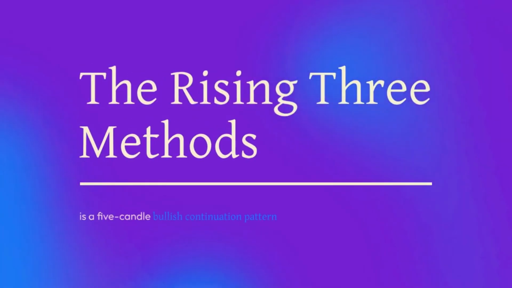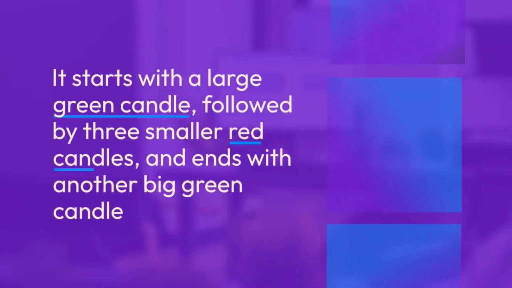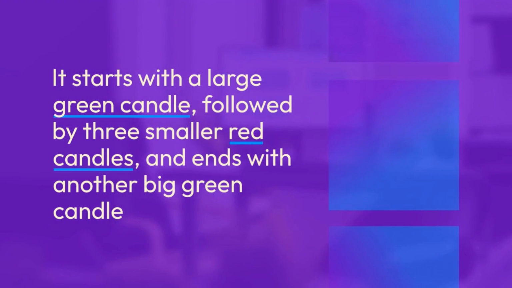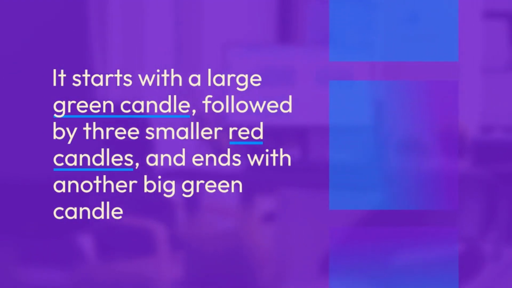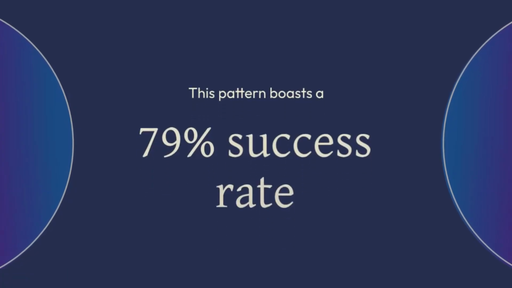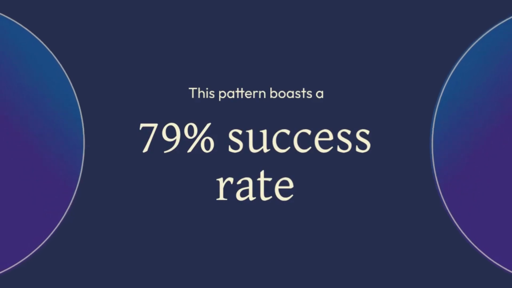The Rising 3 Methods is a 5-candle bullish continuation pattern. It starts with a large green candle, followed by 3 smaller red candles, and ends with another big green candle. This pattern boasts a 79% success rate.